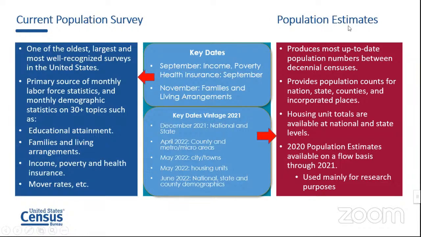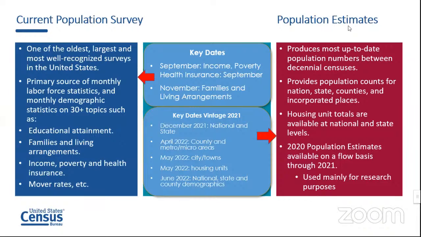Next to it on the right-hand side is the Population Estimates Program. The Census Bureau's Population Estimates Program, or PEP, produces the estimates of the population of the United States, the metropolitan and micropolitan statistical areas, counties, cities, towns, as well as Puerto Rico. These are annual estimates that become the official population and housing numbers in between the censuses.